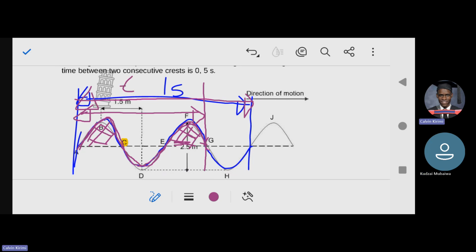So here T is equal to 1 second. What is the time? 0.5. How many halves are these? You have this first half cycle, then we have another half cycle here. Can you see this half cycle? Yes, sir. Then we have another half cycle here.